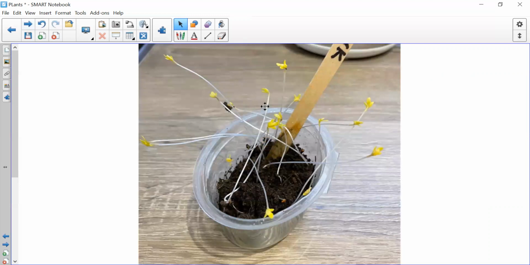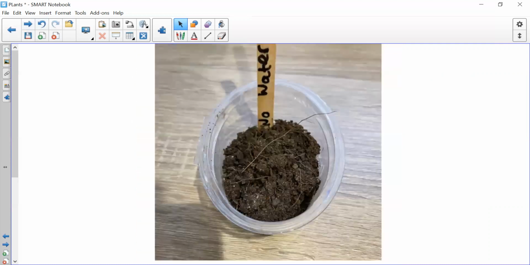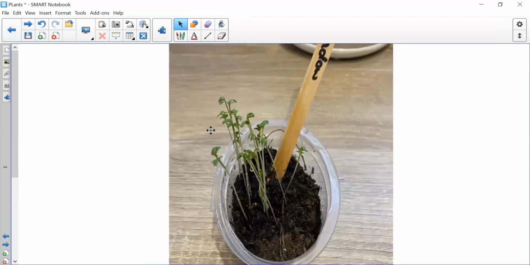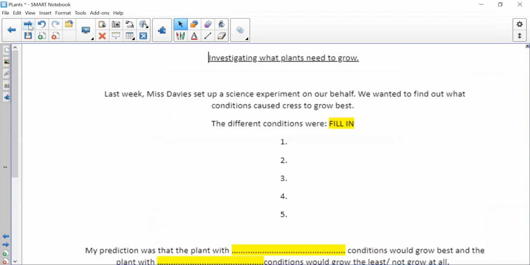Okay, now this is the one that was in the dark. Now observe the colour of the leaves and think about what we've learnt about in previous lessons, okay? This was the one with no water, okay? And this was our control one. So this one had everything we thought a plant needed to grow, and look at that, okay?